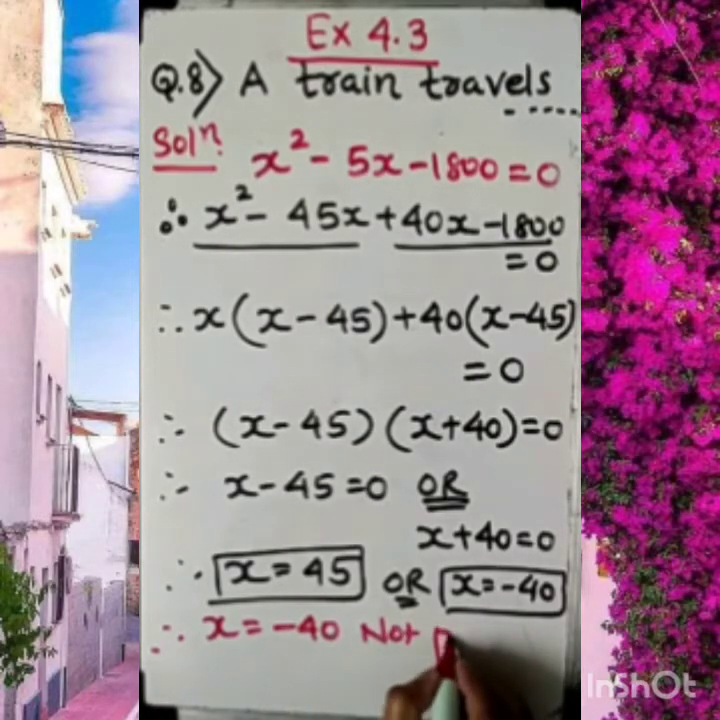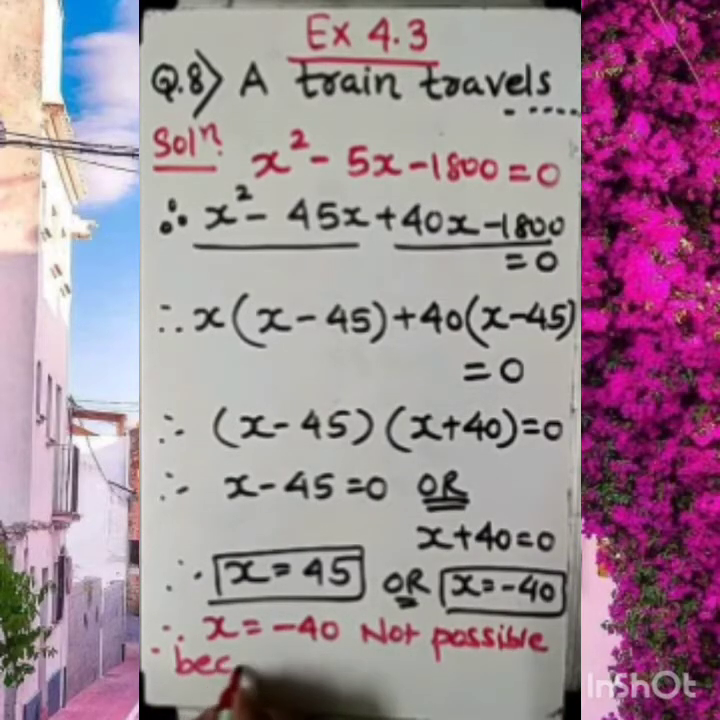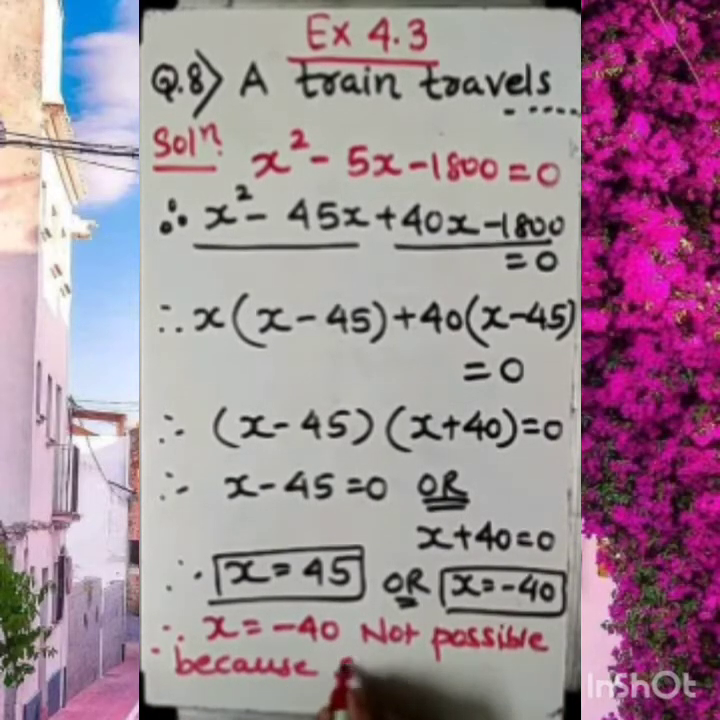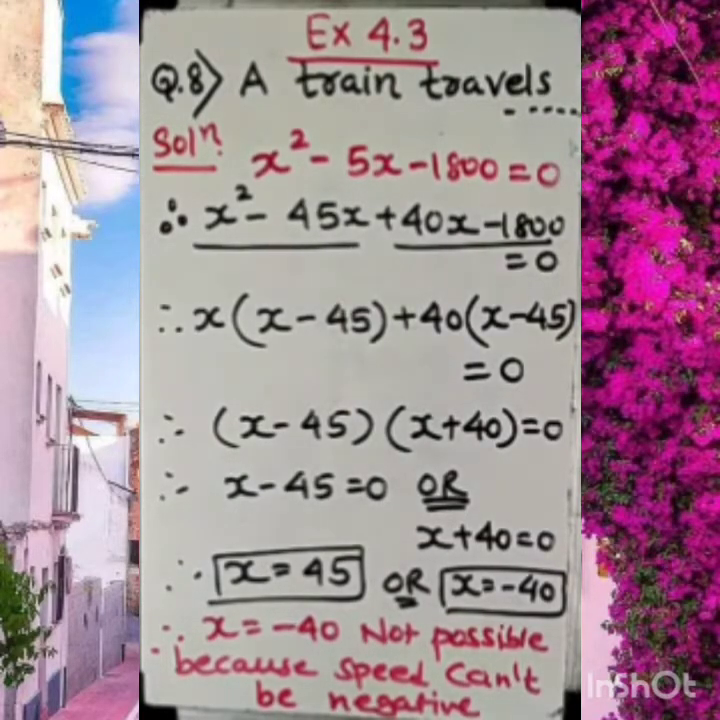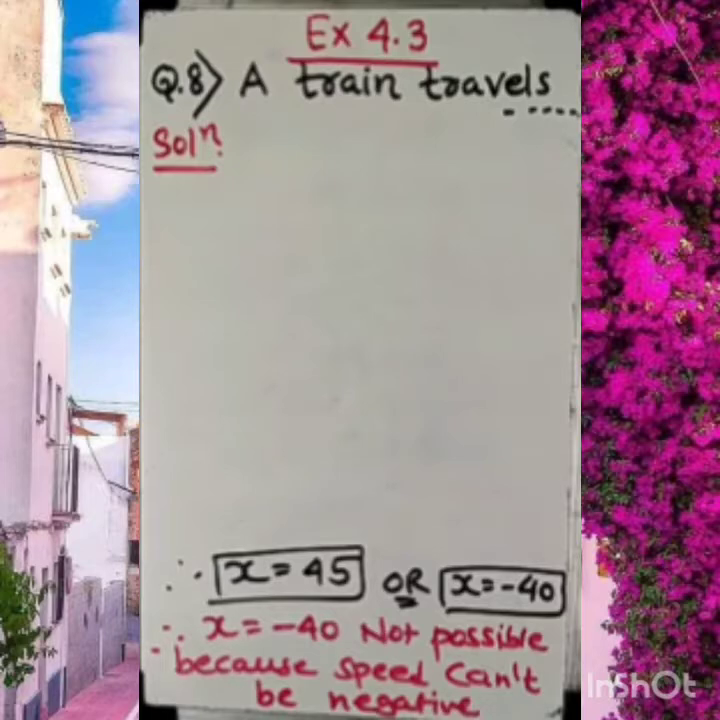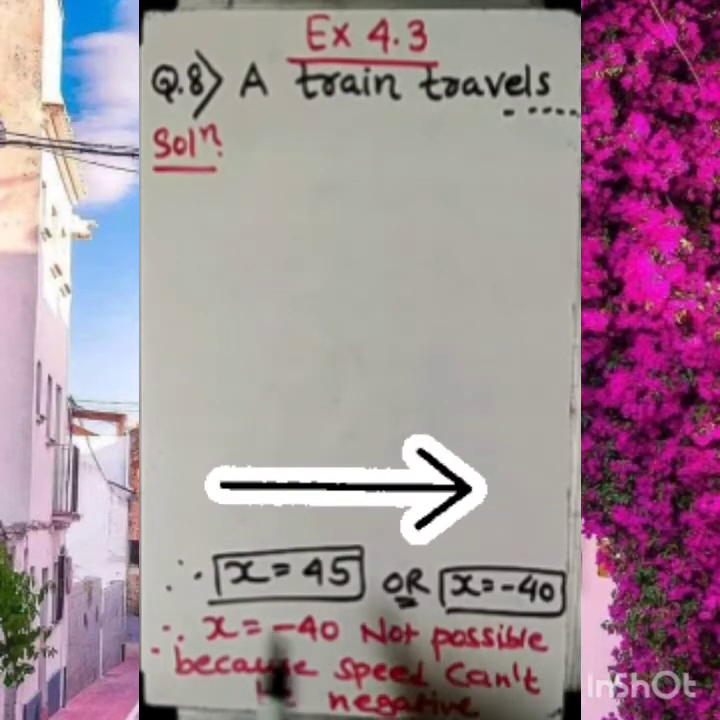We need to mention, because speed of a train can't be negative. So the speed of the train will be 45. Let's note down the final answer now. So x equal to minus 40 not possible. So x equal to 45.